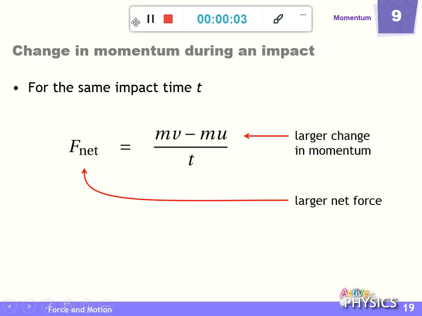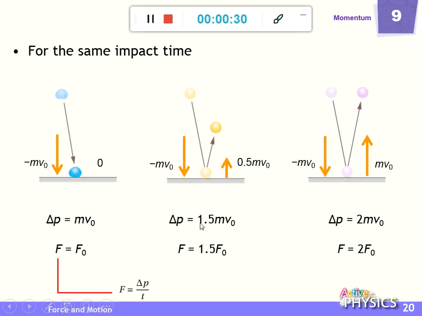Okay, textbook page 242. Change in momentum during an impact. By using this formula, net force is equal to change in momentum over the time. If the impact time is the same, a larger change in momentum means, of course, the net force should be larger. Then look at this example. On the same impact time, you put an object on the ground.